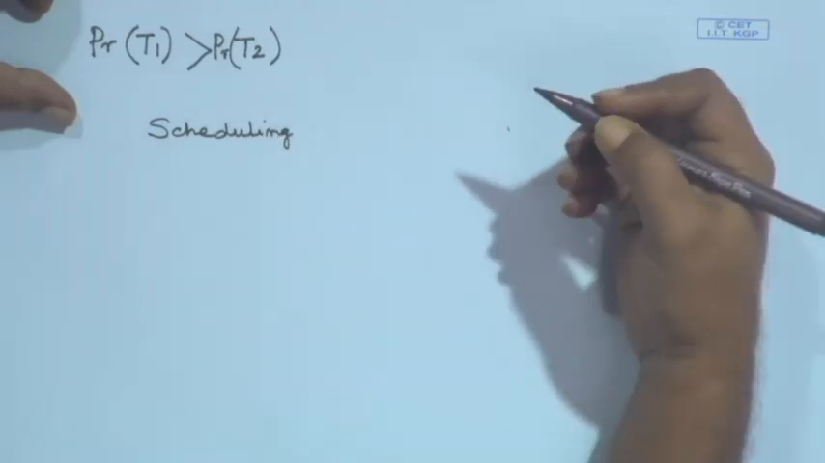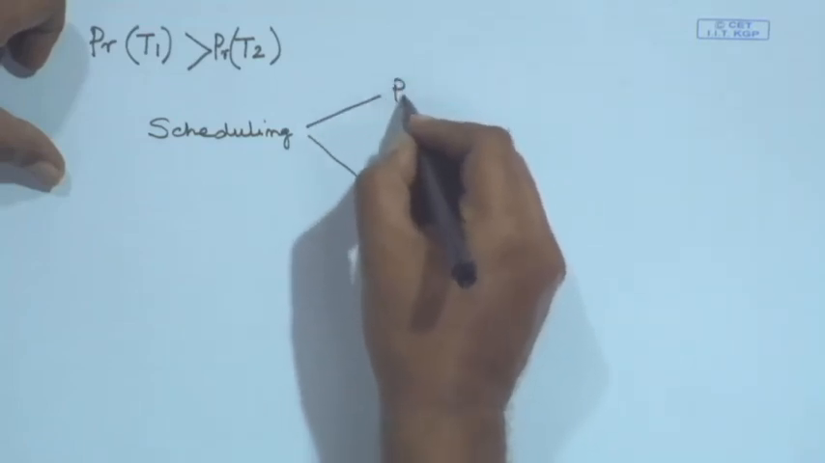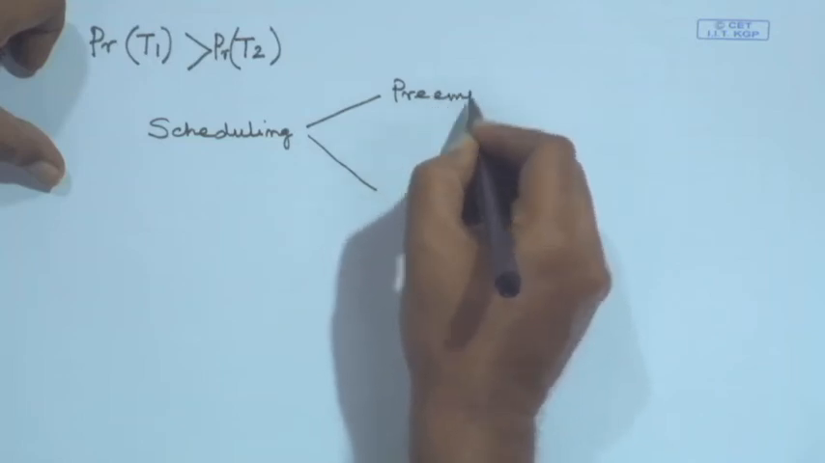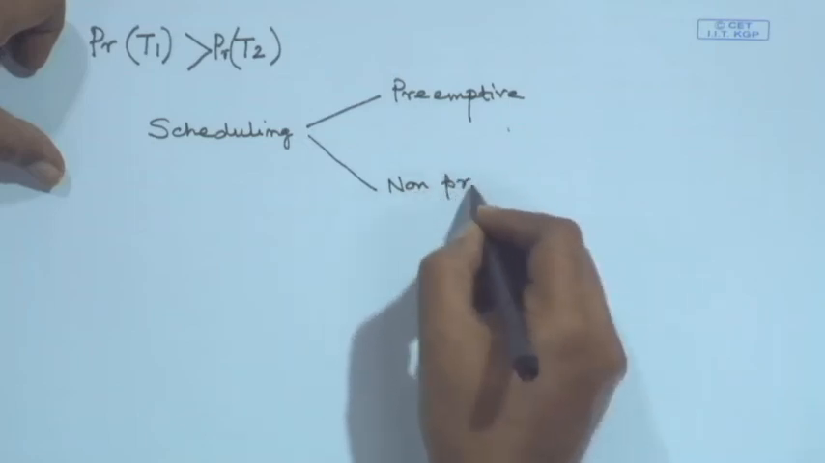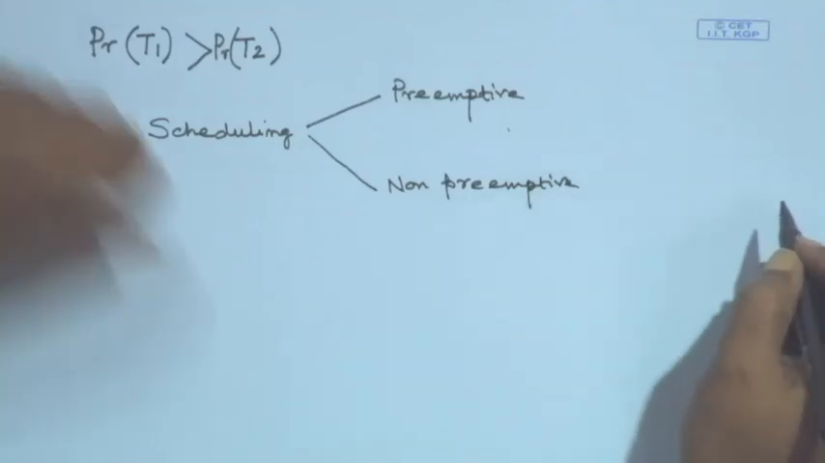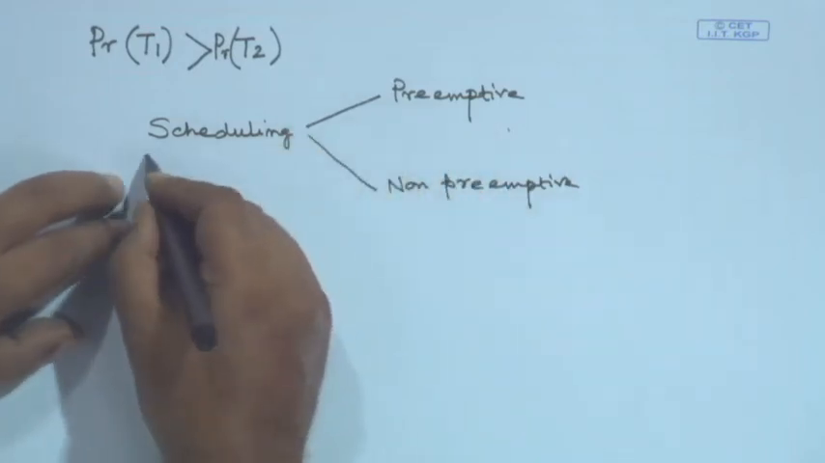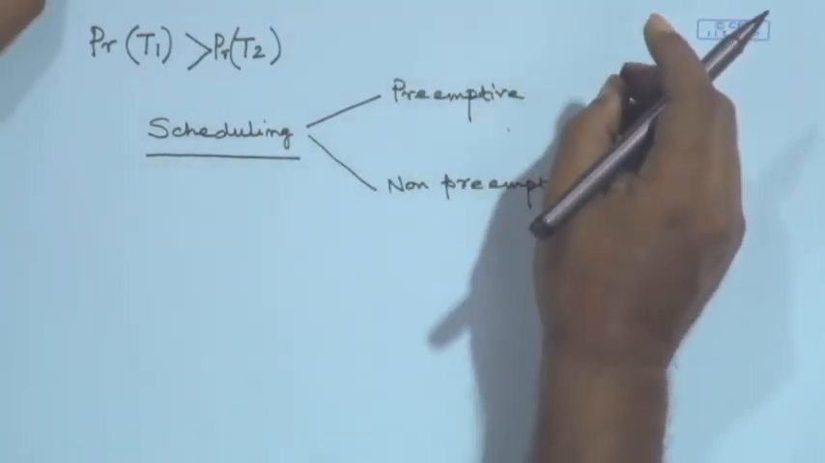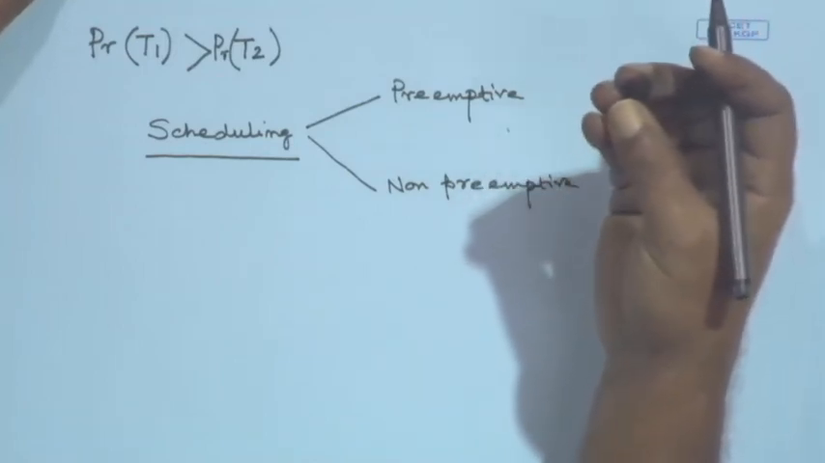Scheduling can be preemptive or non-preemptive. What is the meaning of that? Even before that, when we schedule a task, what do we really do? What do we schedule? We schedule the processor to that task.